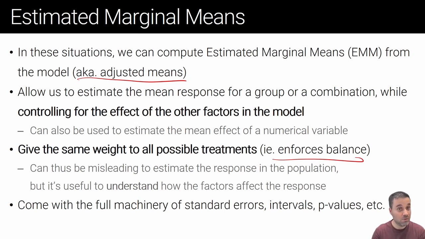But if what we want to study is not this specific population, but to understand the underlying properties of the factors and how they interact with each other to affect the response, then this makes more sense, because we're actually going to try and understand the idiosyncrasy of the process generating the data. And of course, it comes with the full machinery of standard errors, intervals, p-values, etc.